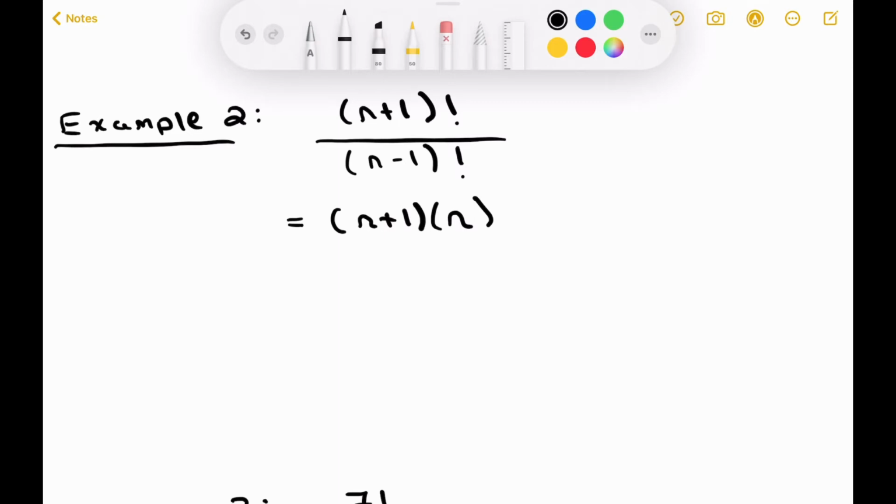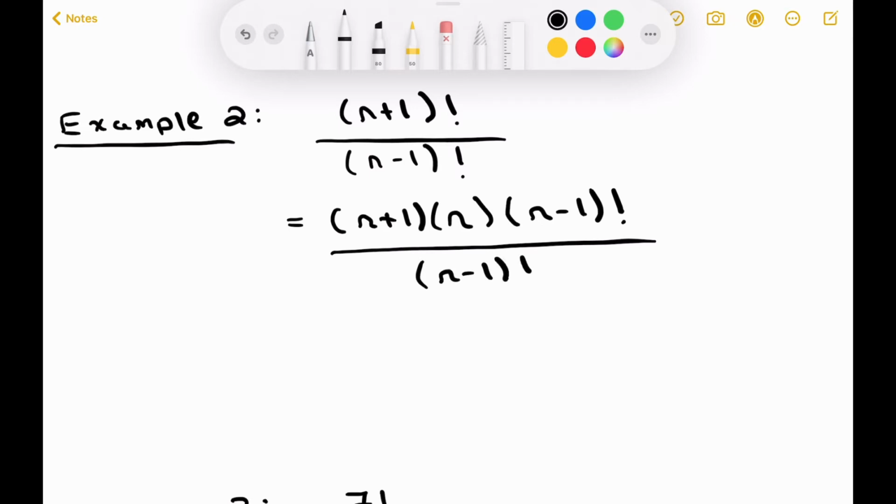We could stop anywhere here. We could technically stop here and just write a factorial, but what I'm going to do is just continue one more of decreasing. So I'm going to decrease it one more time to (n minus 1) factorial. And then I'm just going to rewrite the denominator here as (n minus 1) factorial.